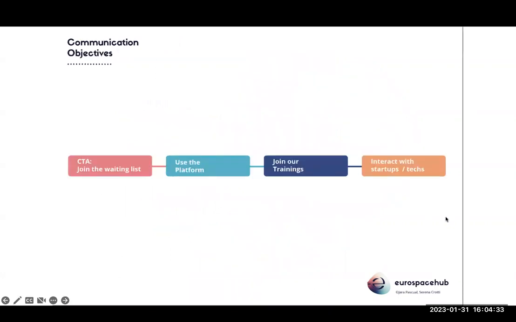So here is another part of our communication activities for an objective for the community. The call to action is, in this case, join our waiting list, use the platform, join our trainings, interact with startups and technology. So this is the objective we have, step by step. You join, you use the platform. Here we have to make a lot of content and strategies, but this is the objective: use the platform, join our trainings, interact with others. That's our objective of the communication all the time.